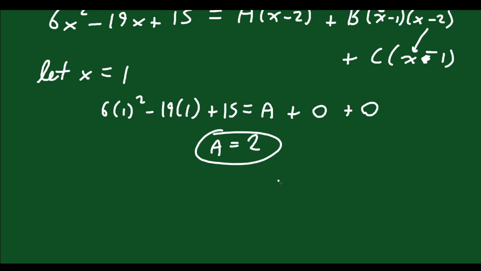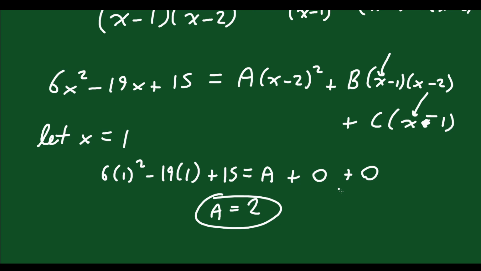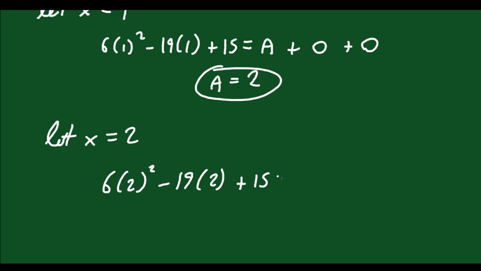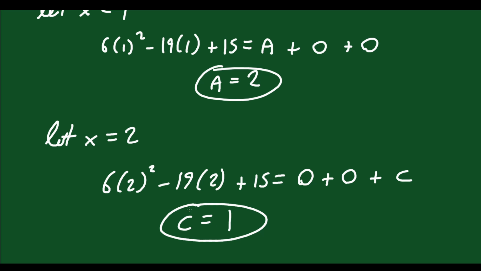Now, let's try to solve for c, right? We can solve for c by plugging in a value that will get rid of b, but not c, right? So maybe I plug in a 2, because 2 minus 2 is 0, that'll get rid of that. And then we can solve for c. So, let x equal 2, and you'll have 6 times 2 squared minus 19 times 2 plus 15, and that's going to equal, well, you're going to have 0 times your a plus 0 times your b plus c. So c is just equal to all this on the left. 2 squared is 4, 4 times 6 is 24, minus 19 times 2, which is 38, plus 15, you're going to get c equals 1.